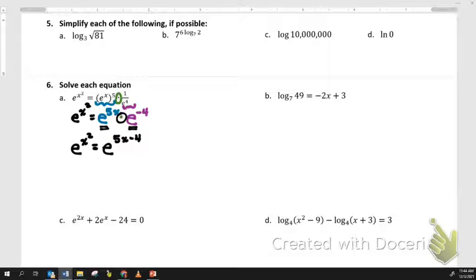Yeah. E's I can just ignore from here on out because they're identical. It's not an exponential type problem anymore. It's just a straight up quadratic problem. Where to from here? Yep, subtract 5x, add 4. So x squared minus 5x plus 4 equals 0. This will factor to be what? Minus 1 and minus 4.